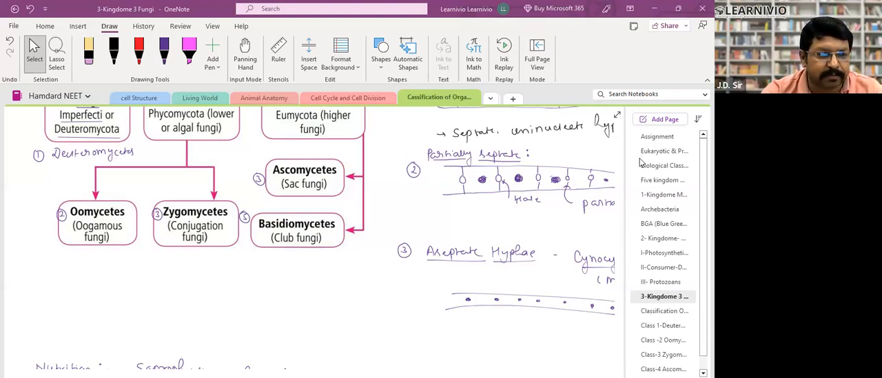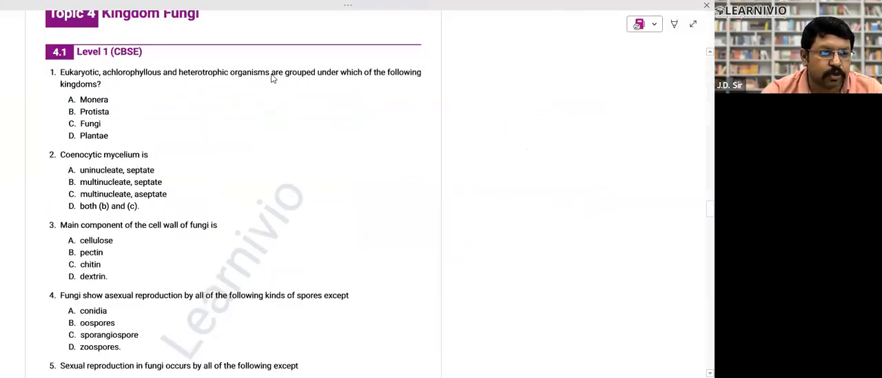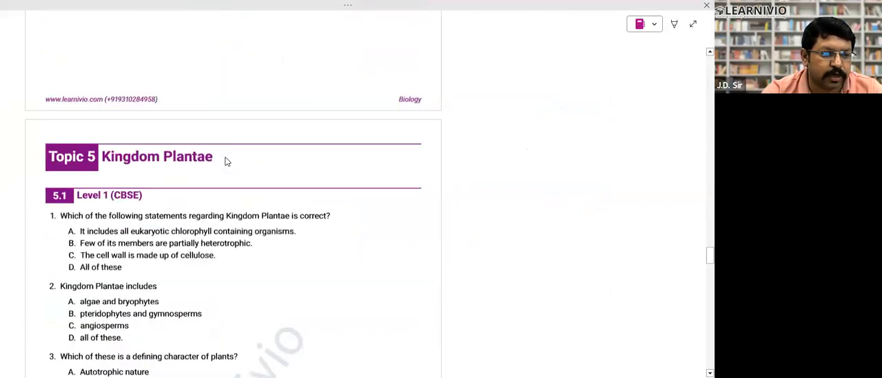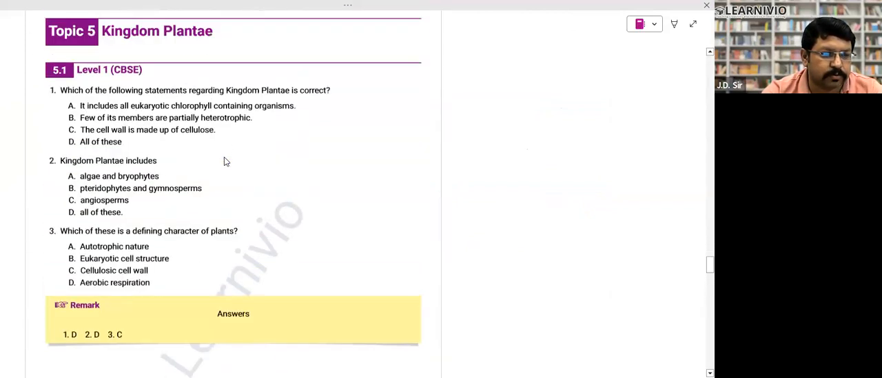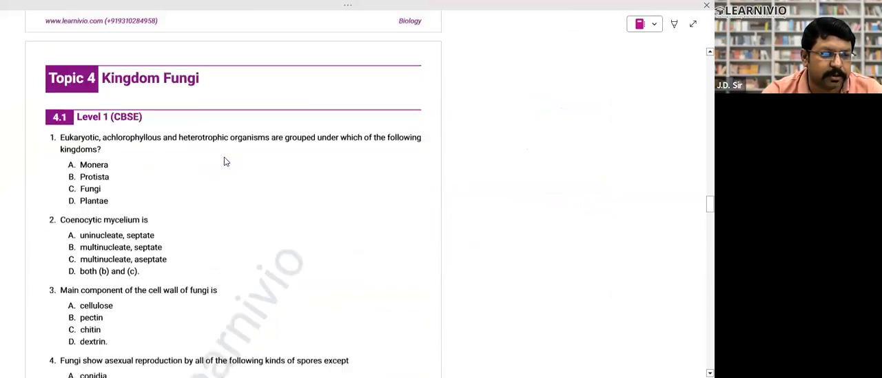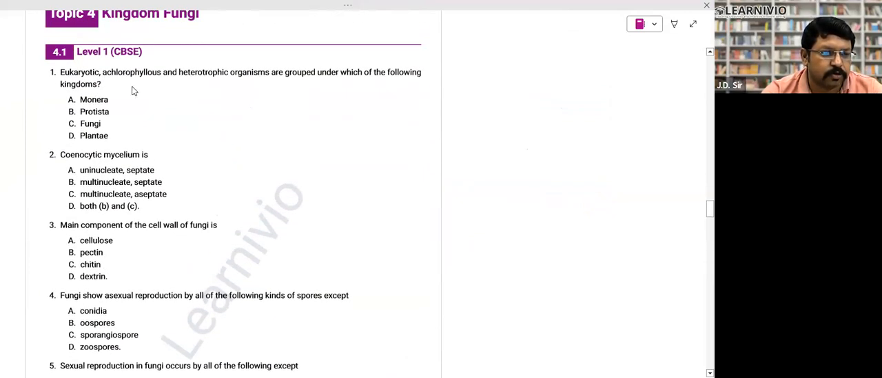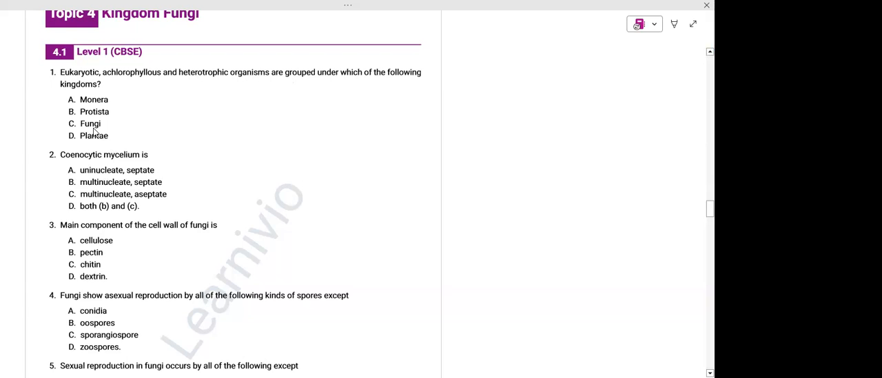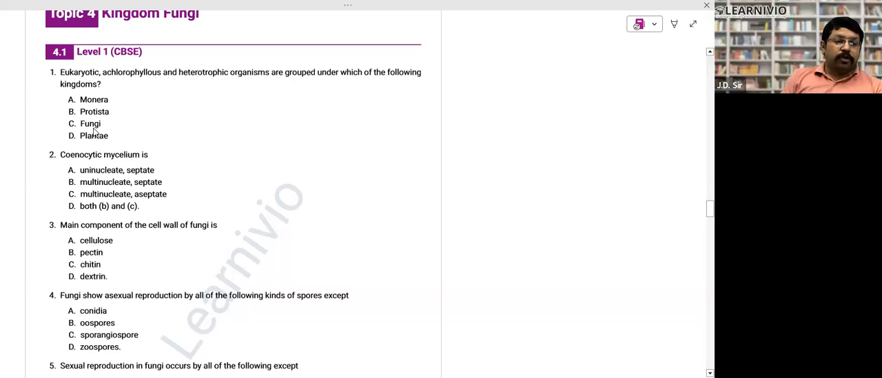I gave you an assignment in the last class. The assignment was on the fungi part, this kingdom Fungi. Eukaryotic, achlorophyllous means which do not have chlorophyll. Heterotrophic means which do not make their own food. Organisms are grouped under which of the following kingdoms? Fungi, right? Because fungi cannot make their own food. They do not have chlorophyll and they are eukaryotic as well, right?